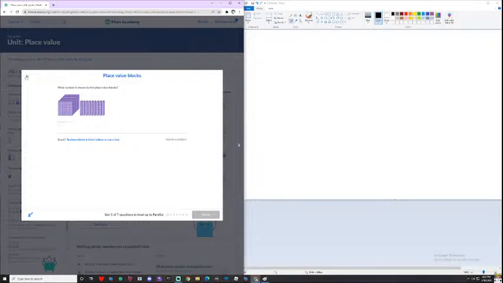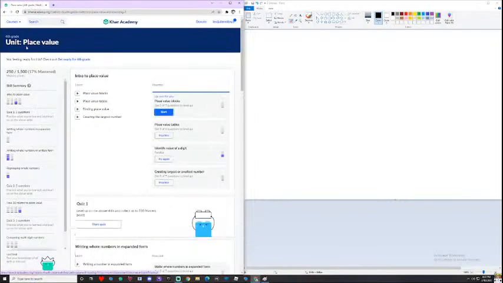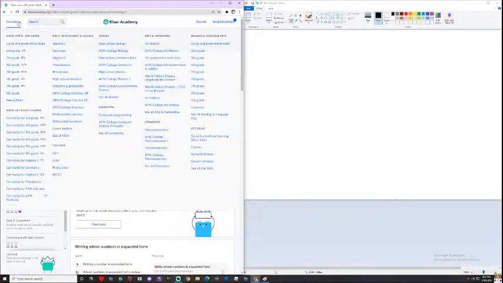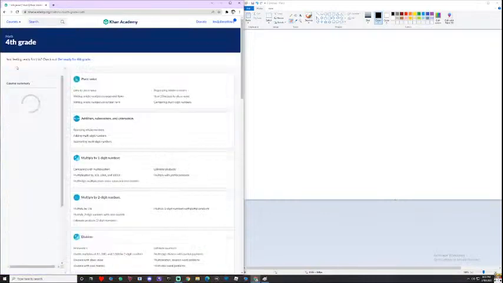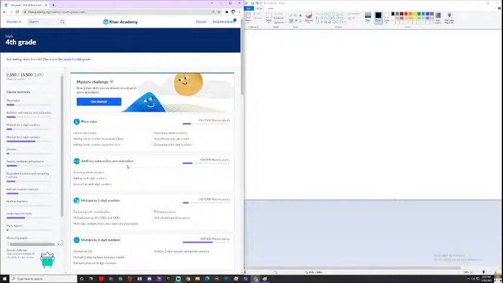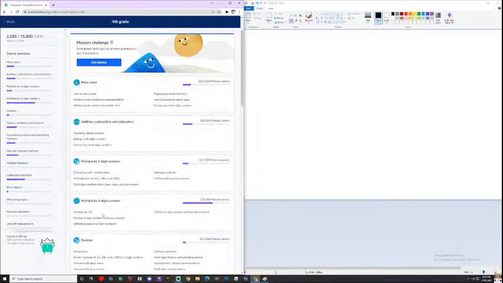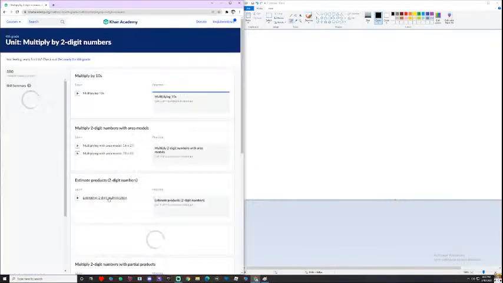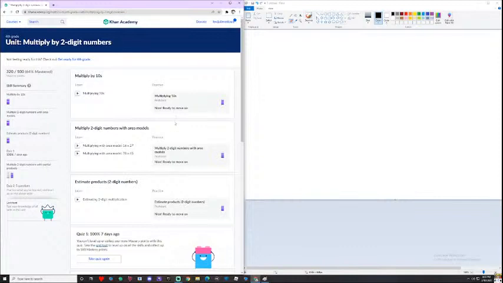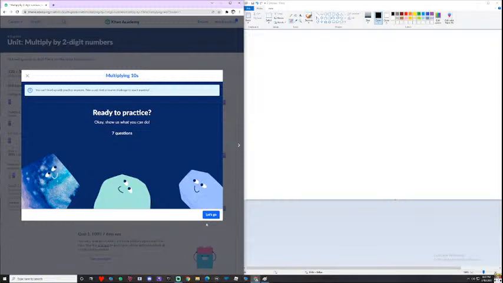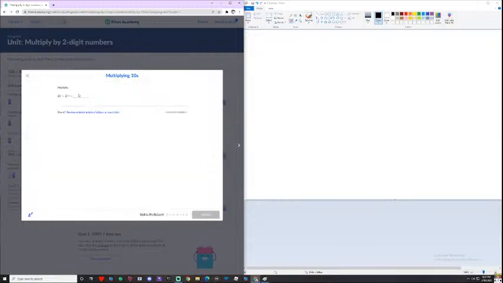But I feel like place value is something you guys learned in third grade, as I said before. So I feel like I should just move on a little bit. So, multiply by 2-digit numbers here. Honestly, I feel like place value is something that is more third grade. I don't know why they have this in fourth grade.